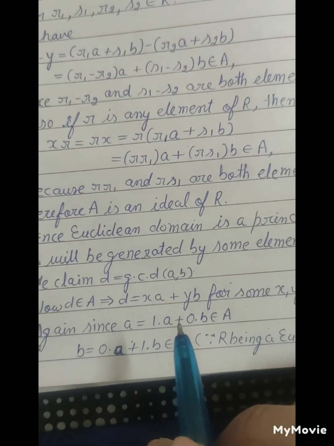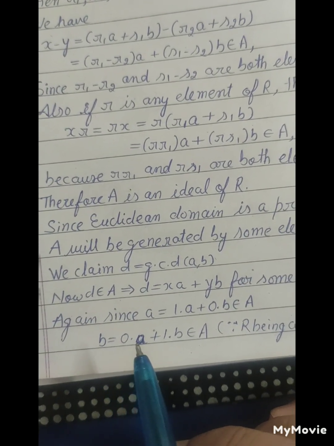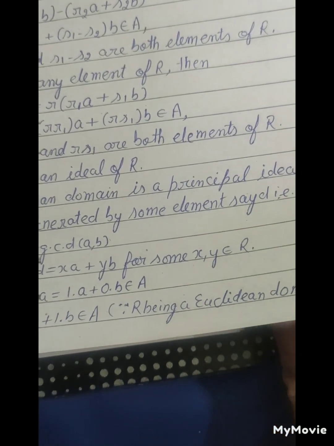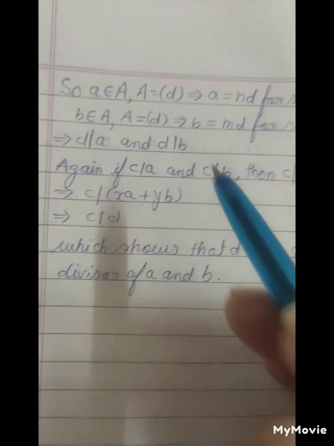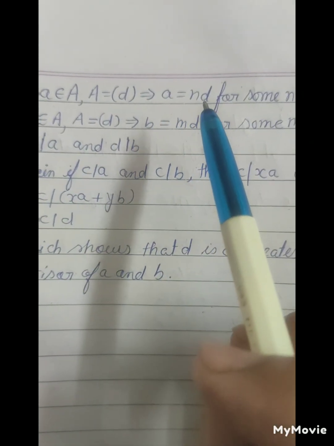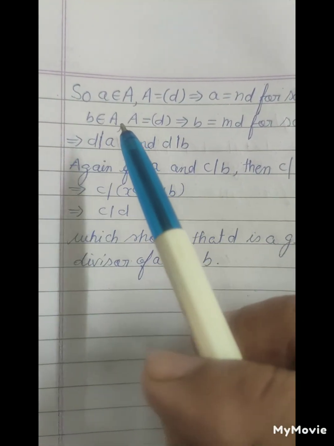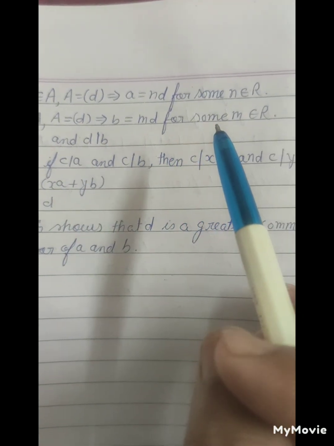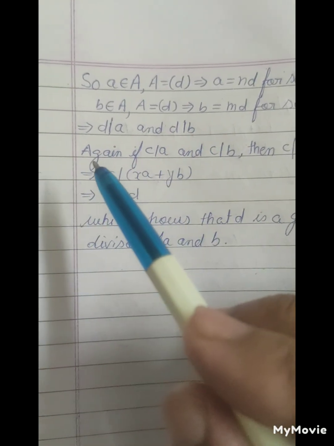Again, since a equals 1 into a plus 0 into b belongs to A, and b equals 0 into a plus 1 into b belongs to A, because R, being a Euclidean domain, has unity. So a belongs to A and A equals the ideal generated by d, which implies a equals nd for some n belonging to R. Similarly b belongs to A, which implies b equals md for some m belonging to R. So d divides a and d divides b.